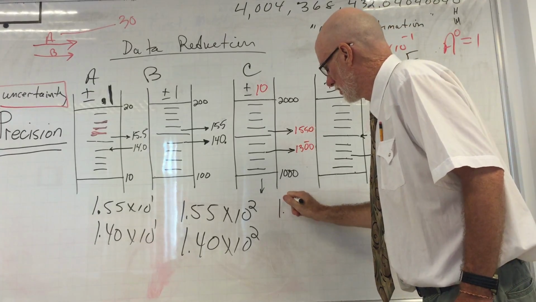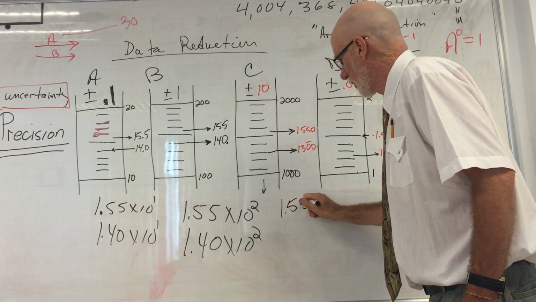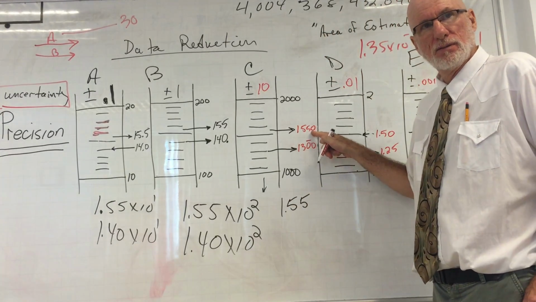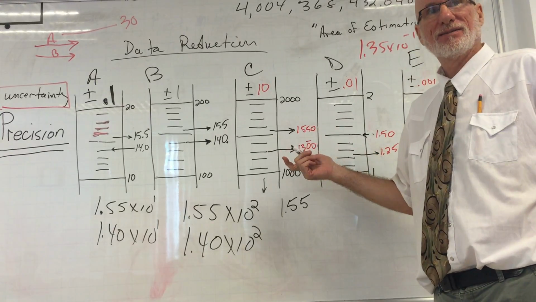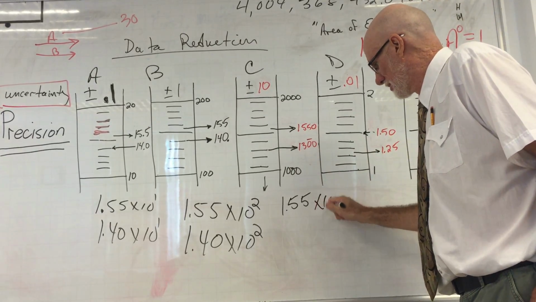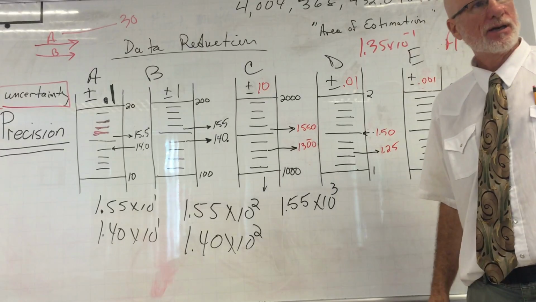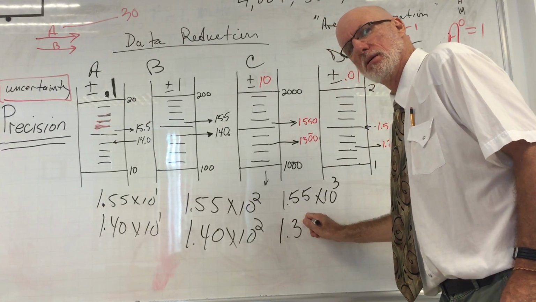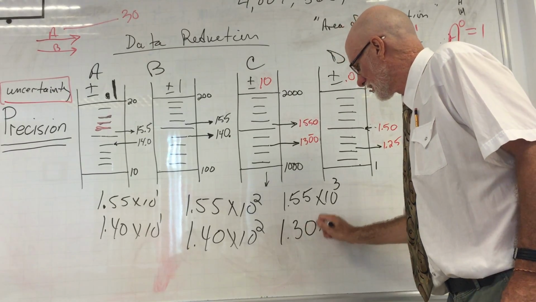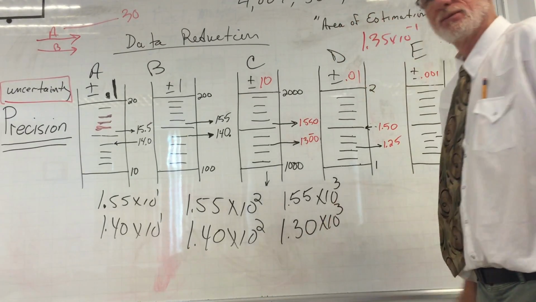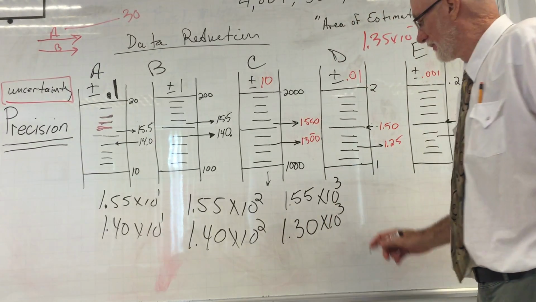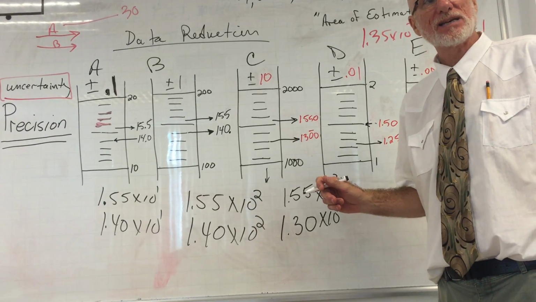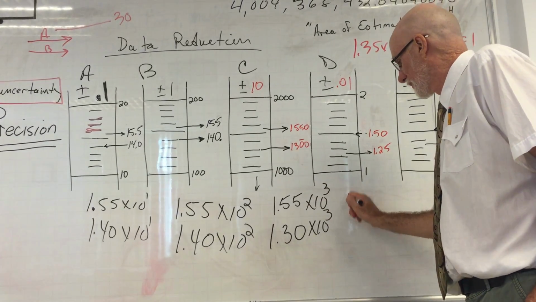3 times 10 cubed. Yeah, what do I write? Do I use that 0? No. No, because it's not significant. Times 10 cubed. You did. Excellent. 1.30 times 10 cubed. Good. Excellent. I'm impressed. I am. I've never had this much success this early on. This is great.